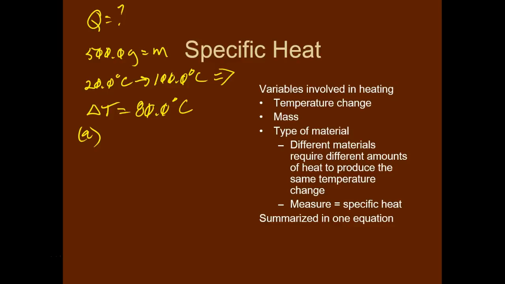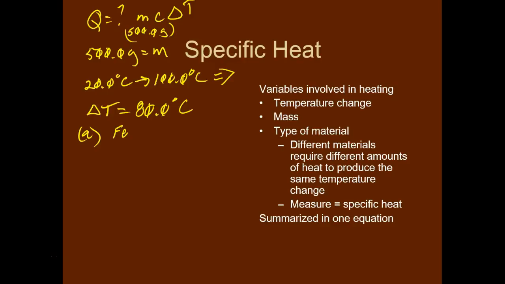So what if this material is iron? I'm going to abbreviate it as Fe. That's the symbol for iron. How much heat is given off? Do you remember what our one equation was that we summarized? Q is equal to MC delta T. The M we have is how much? 500.0 grams of mass.